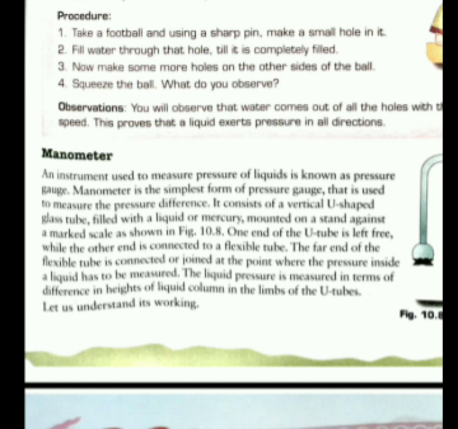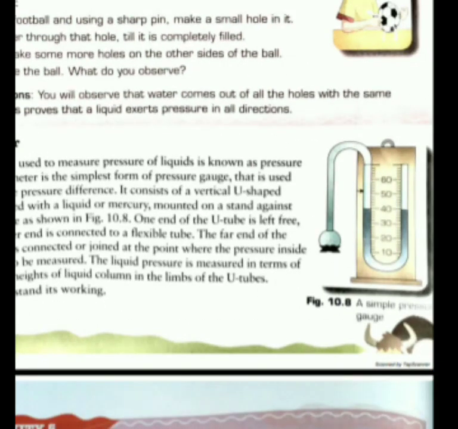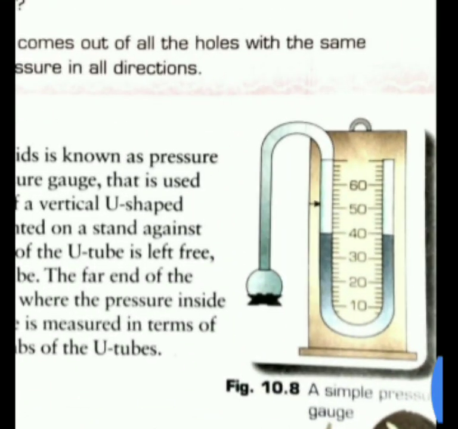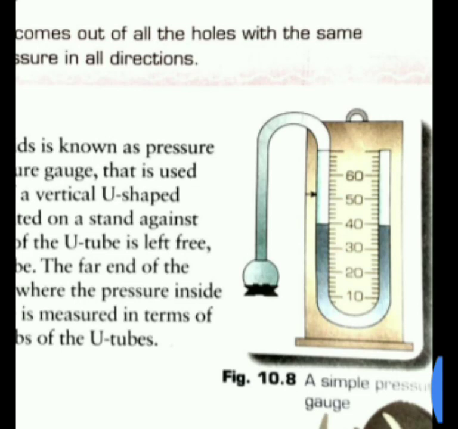You can see in the diagram, on the right side, it consists of a vertical U-shaped glass tube. As you can see clearly, the U-shaped glass tube is filled with a liquid like mercury or some oil. The U-shaped tube is mounted on a stand with a marked scale. You can see the scale 10, 20, 30, 40 is written on it.